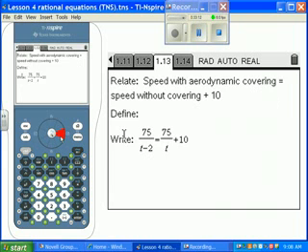Do you have the last question on the next page? Yeah. Okay. So what we're going to do is we're going to talk about how this relates first.